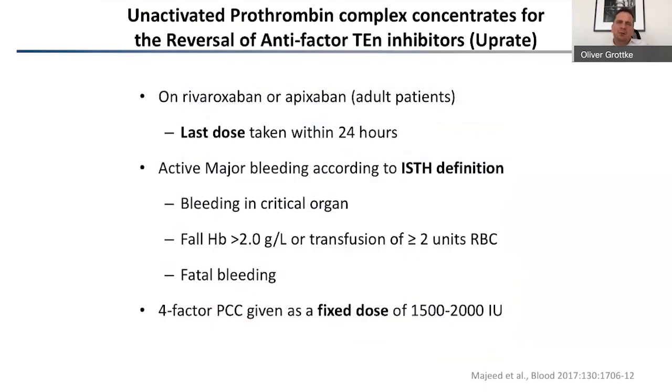We have one major study which has investigated the 4-factor PCC. The study was published by Majeed and Sam Schulman in 2017, the so-called UPRATE study. This was a study which investigated the use of the 4-factor PCC in patients under rivaroxaban or apixaban with acute major bleeding according to ISTH criteria, so bleeding in a critical organ, or a fall of the hemoglobin of more than 2 grams per liter. Also, the last dose of rivaroxaban or apixaban had to be taken within the last 24 hours. Unfortunately, in the study, no factor Xa levels were measured. Patients with these inclusion criteria received a 4-factor PCC given as a fixed dose between 1,500 and 2,000 units.